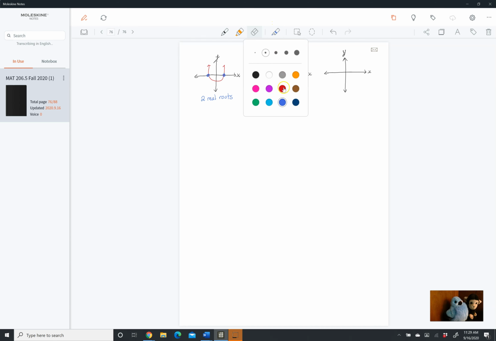The second possibility is you have a parabola that crosses the x-axis just once. These are arrows. Again, it's not coming out on the page very well, but those are just arrows. Okay. That's where the vertex is on the x-axis. Okay, and what we're saying is there's only one real root.